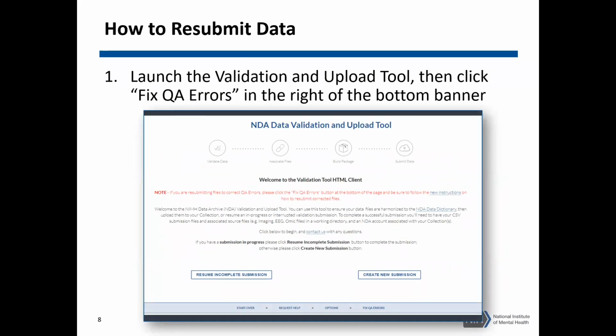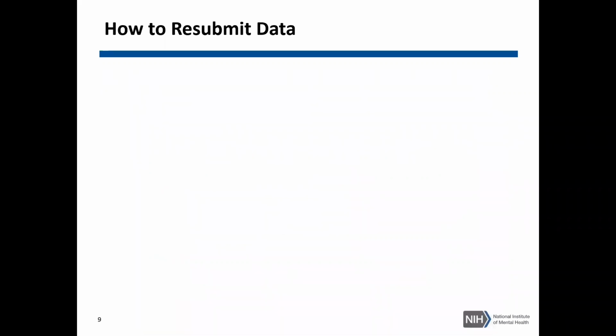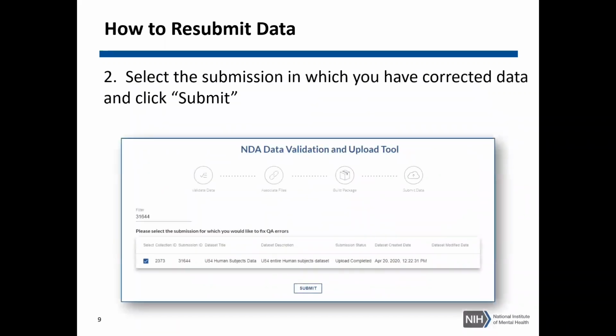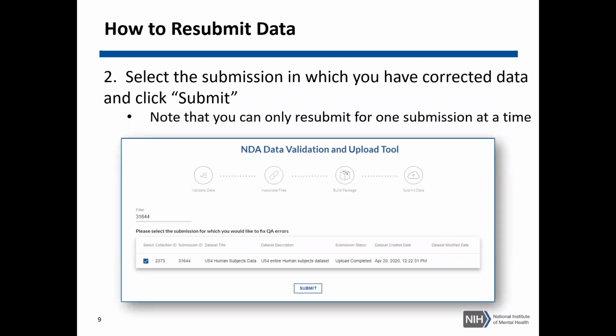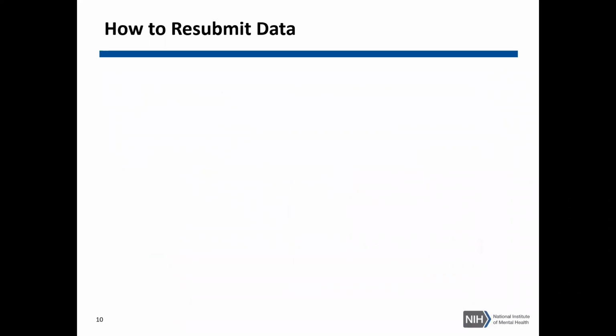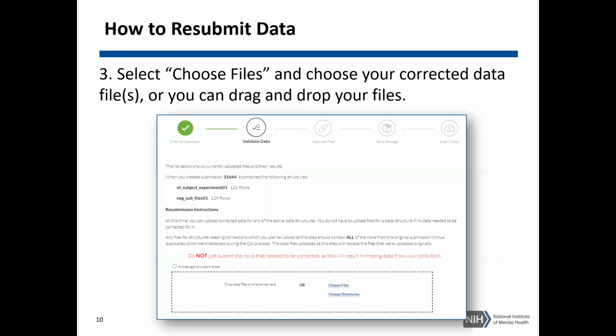First, you'll launch the validation and upload tool, and then click Fix QA Errors in the right of the bottom banner. Next, you will select the submission in which you have corrected data and click Submit. A note for this is that you should only be resubmitting for one submission at a time. So you'll click the one checkbox here, click Submit, and then it'll take you to this page where you can select Choose Files and choose your corrected data files for upload. Or alternatively, you can drag and drop the files.